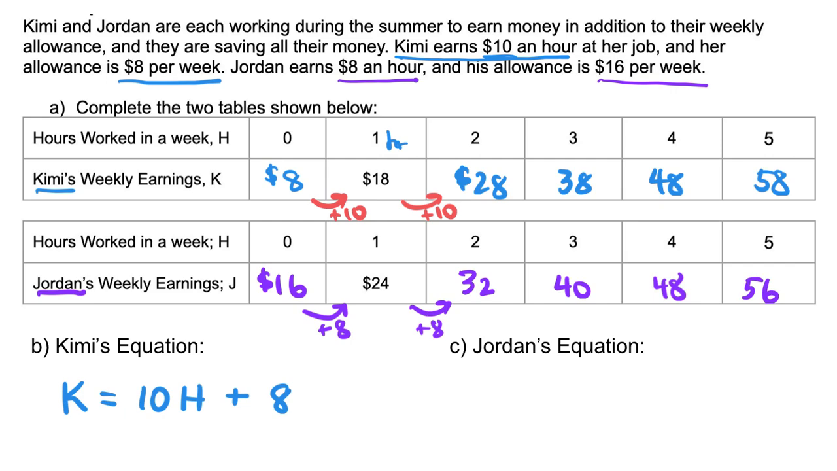If we look over at Jordan's equation, his weekly earnings is going to be J equals, now his slope, or his rate of change, is increasing by 8 for every hour. So it's going to be 8 times the number of hours plus his y-intercept, or his starting value, which is 16, that weekly amount, that one-time amount of 16.